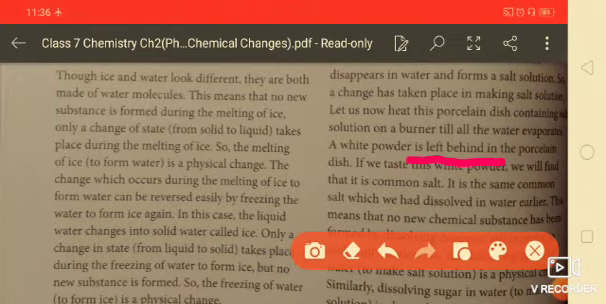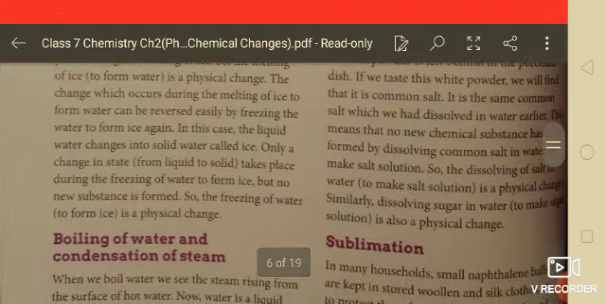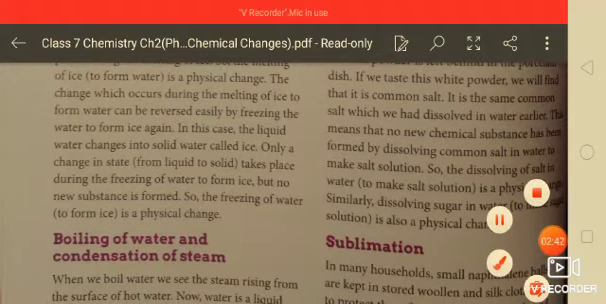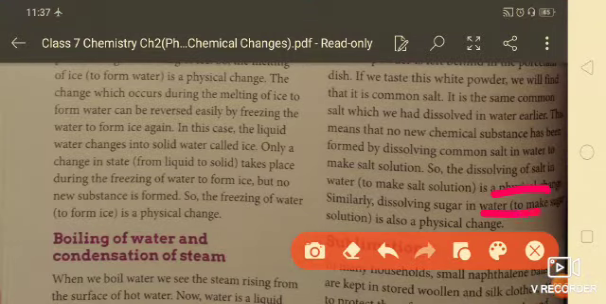If we taste the white powder which is left behind in the porcelain dish, we will find that it is common salt. It is the same common salt which we had dissolved in water earlier. This means that no new chemical substance has been formed. So the dissolving of salt in water is a physical change. Similarly, dissolving sugar in water is also a physical change.